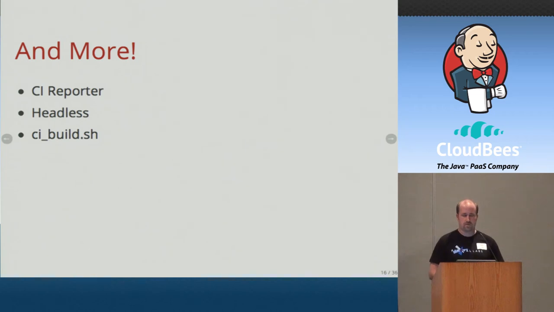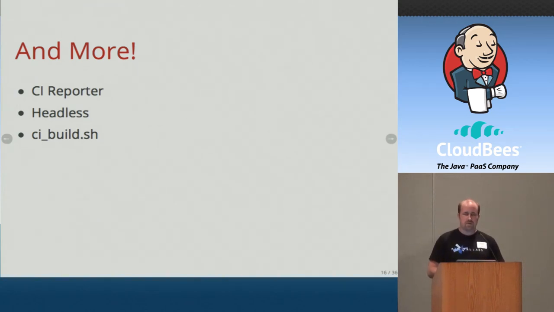CI Reporter is a gem that spits out the XML that Jenkins expects for tests. If you're doing Ruby work, I highly recommend you just drop it in. It's just about as painless as can be to drop it in, but it lets you click around through the build and see what tests are red, see what tests are green. You can get nice graphs of how many tests you have. You can see which ones have been failing, how long they've been failing for. It's a really small change, and it's a really big win to improve how you interact with CI.